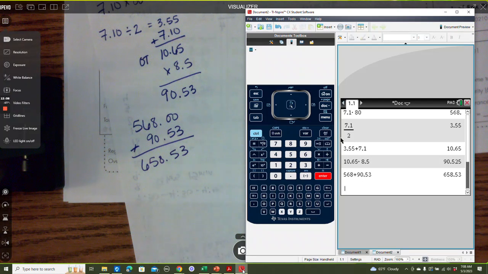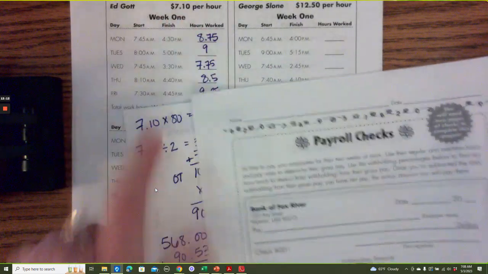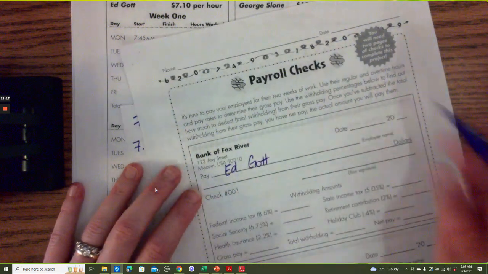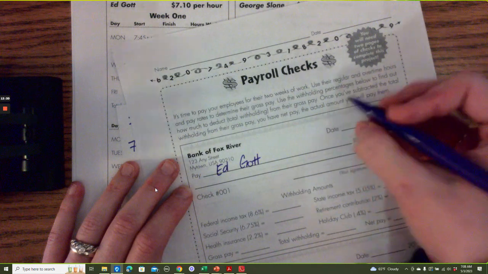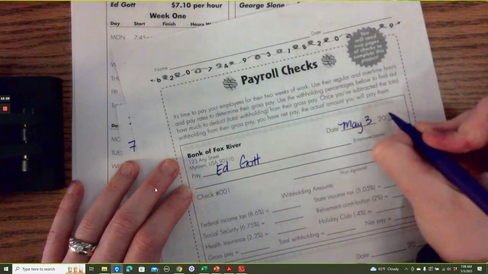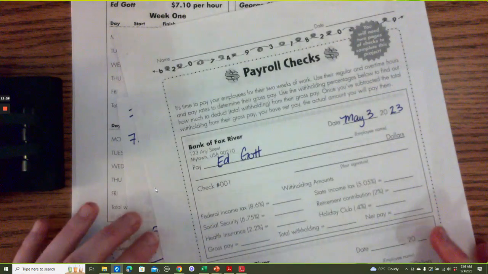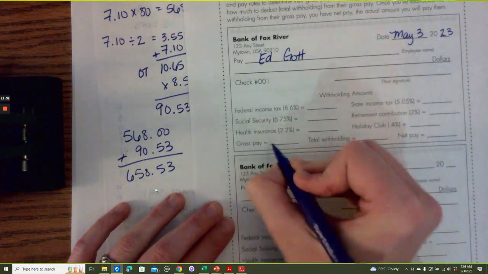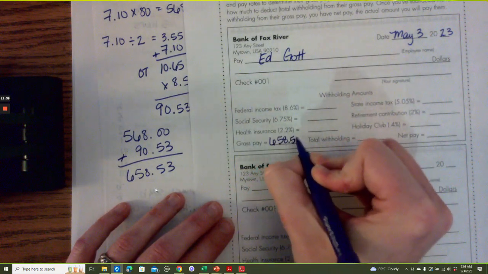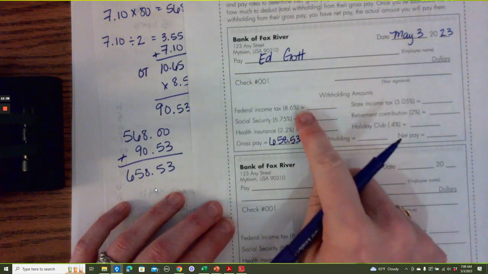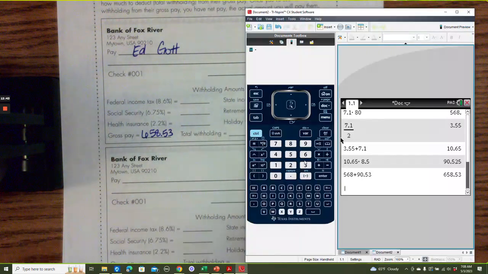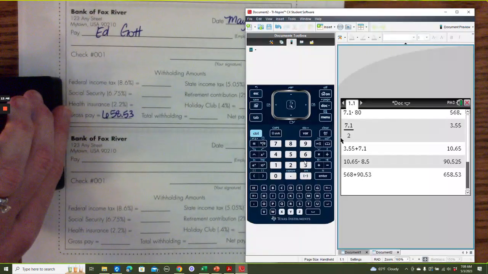All right, so let's write this guy a check. All right, so this guy's name is Ed Gott. So Ed Gott. The date, just whatever today's date is, it's May 3rd, 23. Okay, how much money did he make? $658.53. That's his gross pay. $658.53. Now you have to figure out his withholding amounts. This is all the stuff that they hold out of your paycheck. Now, not all of it, but some of it is across the board.